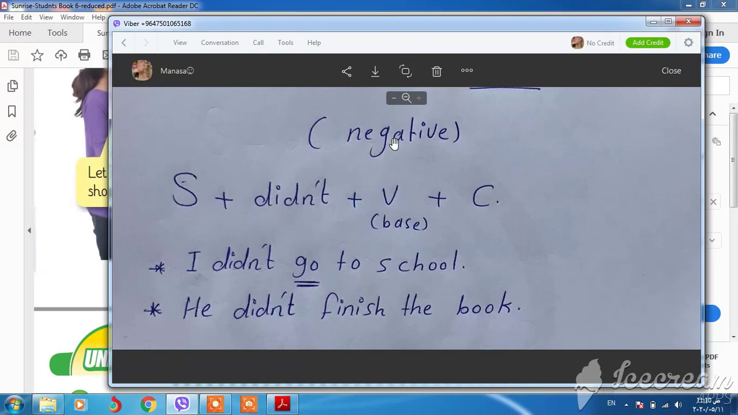But for negative, we put didn't between the subject and the base verb. But now the verb will not be past. The verb should be what? It should be base, because if we have didn't, the verb will be the base form, because we can't put two past verbs together in one sentence. For example, I didn't go to school.